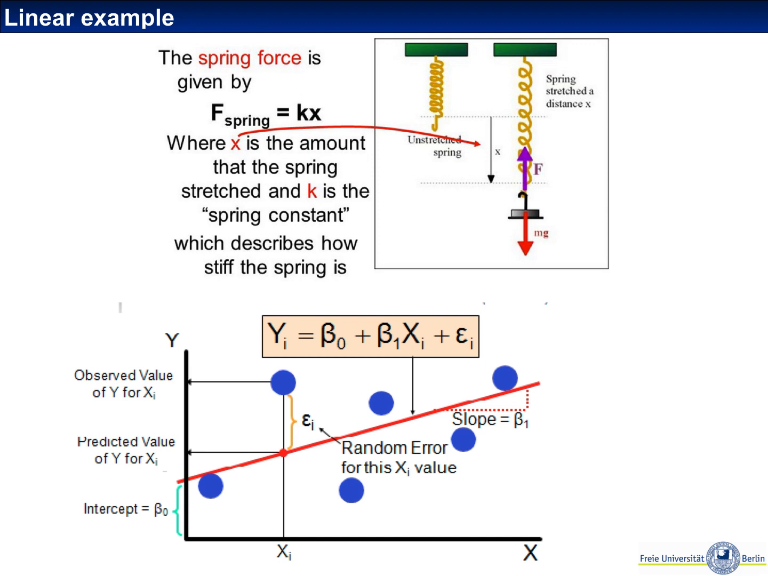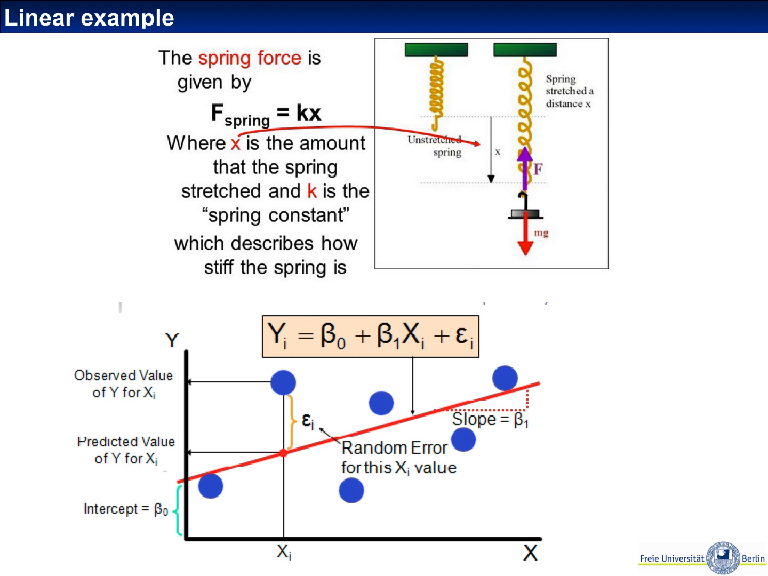Now, suppose we don't know the proportionality constant and want to find it out by measurements. Then we will attach different weights and measure the corresponding extension x of the spring. We put these measurements in a plot, and assuming that we make a little measurement error epsilon_i every time we do so, these measurements will not exactly follow a line, but will be scattered around a line.